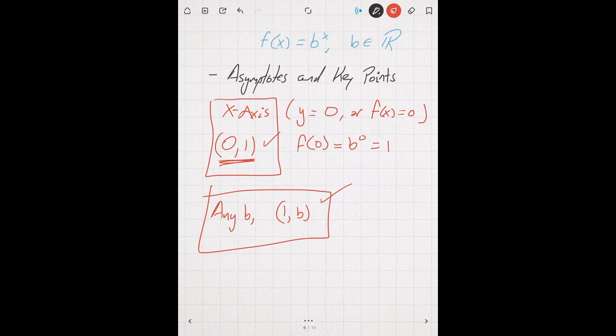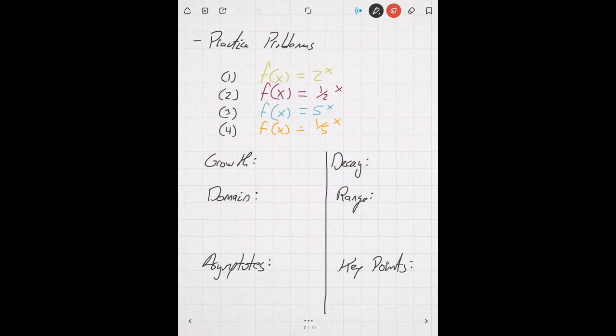Now let's go ahead, and I want us to try exploring a couple different example problems where we look to see what happens as we alter the b value. And let's see if we can determine some unique features that they're going to have. Let's take a look at these 4 functions.